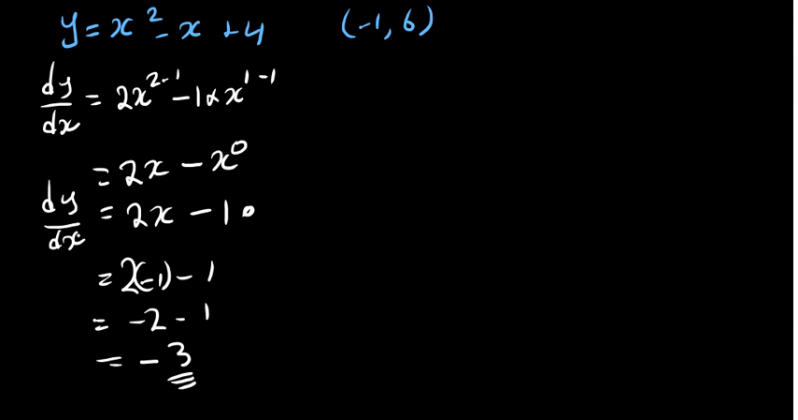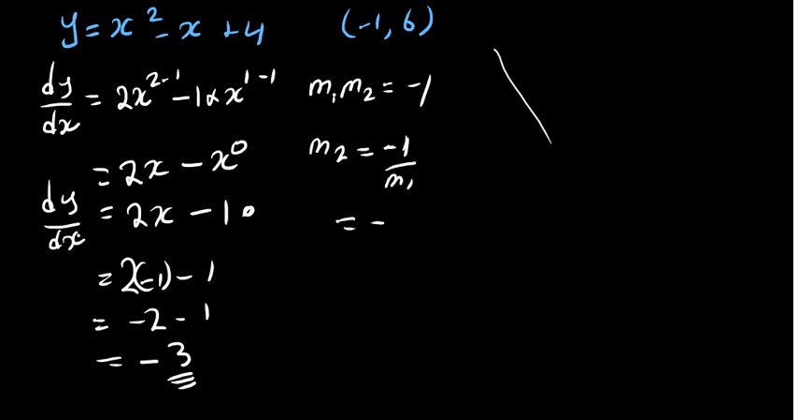That's the gradient that we have found there. When you look at it, the gradient is negative, so it's already in that manner. Remember, when you find that the gradient is positive, we use this equation: m1 m2 is equal to negative 1. Let's say here we had positive 3, meaning we want to find our m2, and m2 would be negative 1 divided by m1, meaning we have negative 1 over 3. But we already have it in negative, so we don't need to put it in positive.